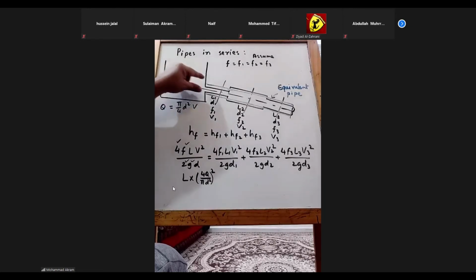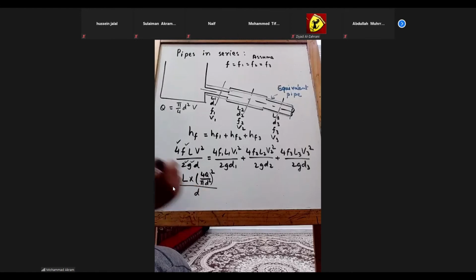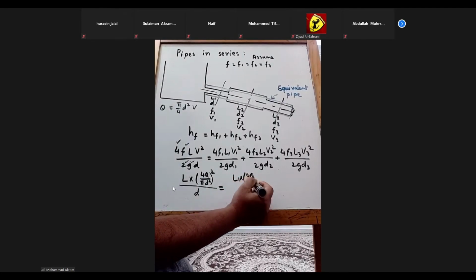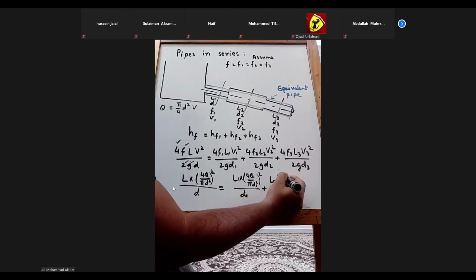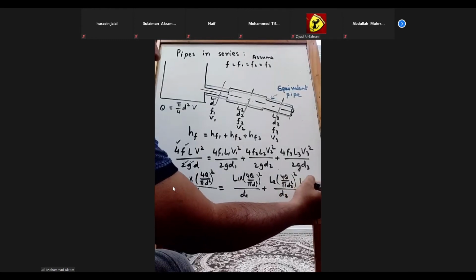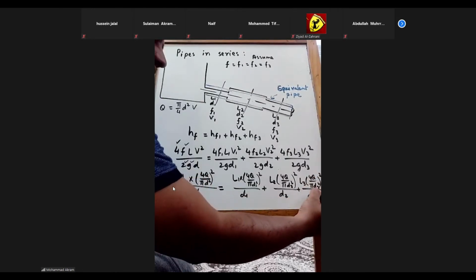Diameter of the equivalent pipe, divided by D. It is equal to L1 into (4Q divided by pi D1 square) whole square divided by D1, plus L2 into (4Q divided by pi D2 square) whole square divided by D2, and same thing L3 into (4Q divided by pi D3 square) whole square divided by D3.